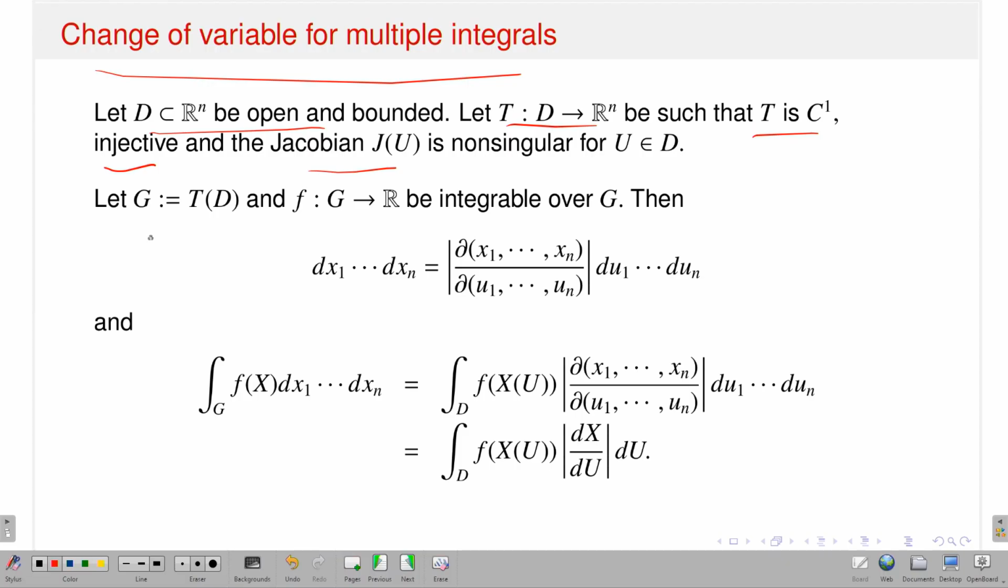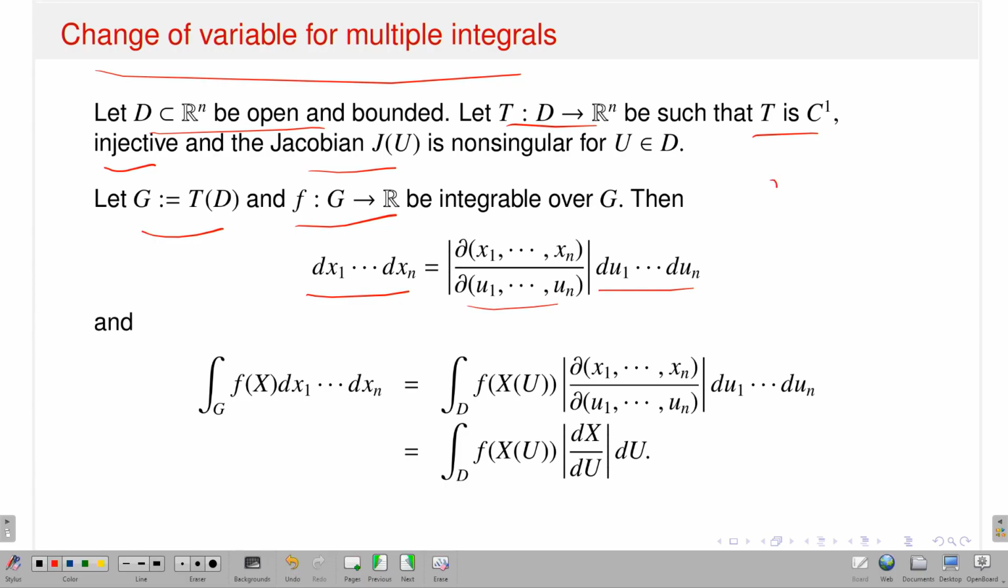If that is the case, and G is the image of the domain D under the transformation T, and my function f from G to R is integrable, then I can change the variables x1, x2, ..., xn to u1, u2, ..., un. How does it work? The formula is dx1 ... dxn equals du1 ... dun, provided you multiply by a factor. And what is that factor? It is the partial of (x1, x2, ..., xn) divided by the partial of (u1, u2, ..., un).